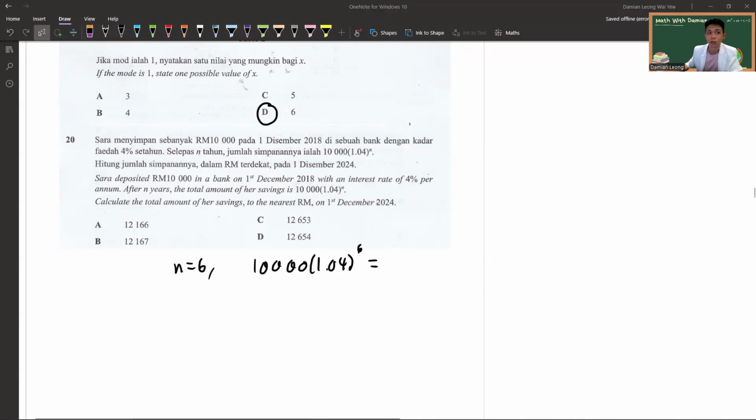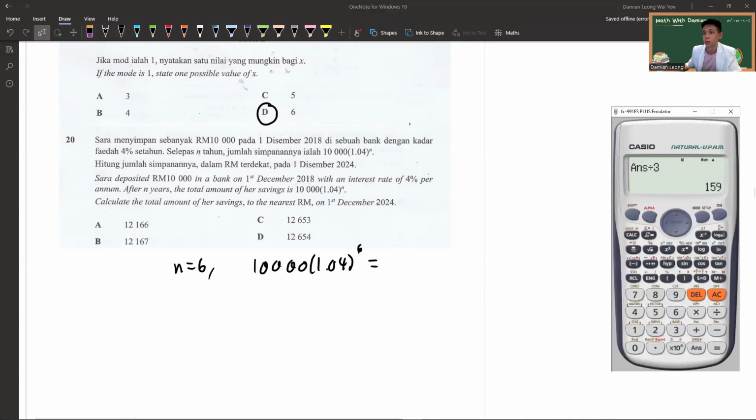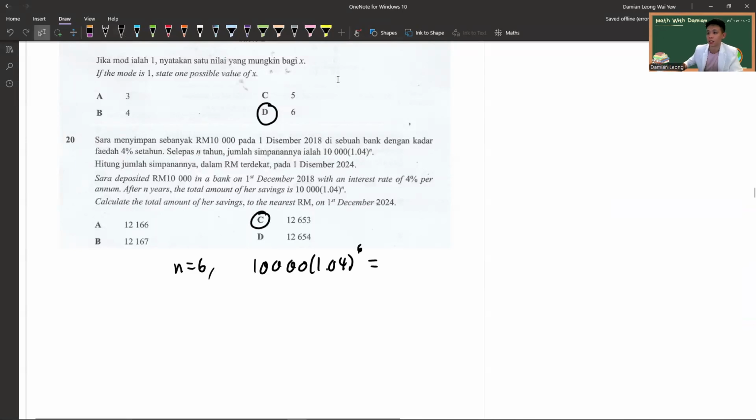Since this is already given, you can just straight away use the exponential function to calculate 10,000 times 1.04 to the power of 6. So it's 12,653. Answer C.